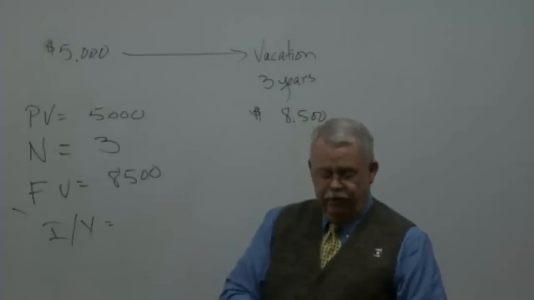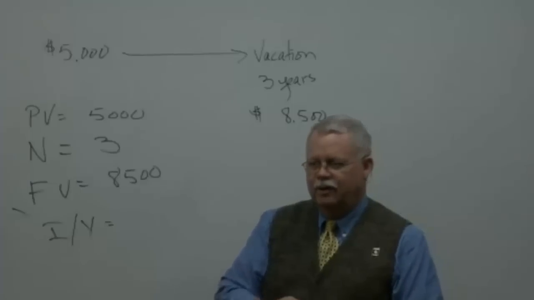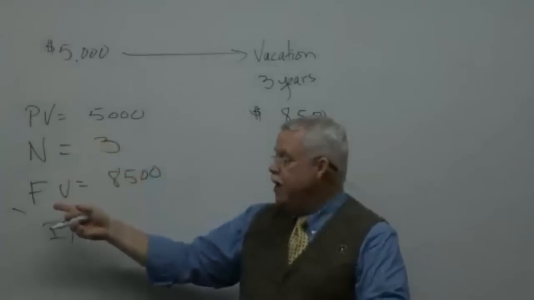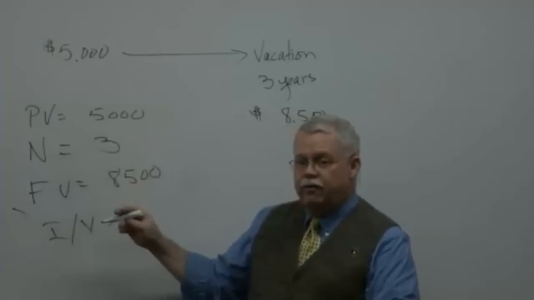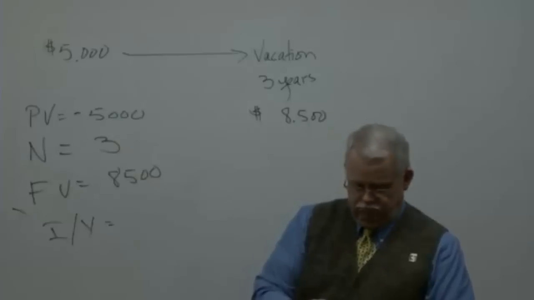Now there's one other subtle secret about this problem you cannot forget. One of them has to be negative. When you have a present value and a future value, one of them must be a negative number. Present value, if you wish, it matters not. It really doesn't.